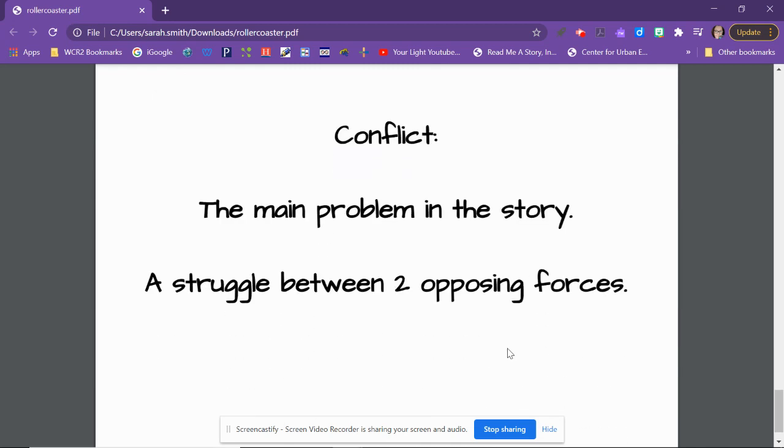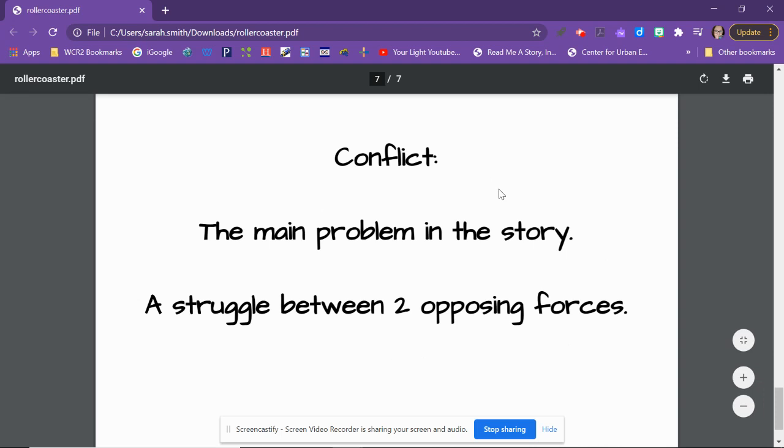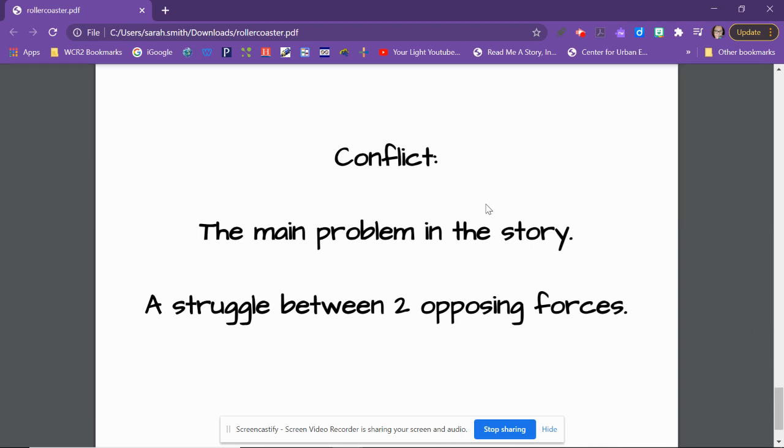And then the last thing, I don't know why we always put this at the end, but it goes more with the middle, I would say, or within the climax generally. But the conflict is the main problem in the story. It's a struggle between two opposing forces, and usually this means two people. But sometimes stories are about made-up animals or made-up other characters in the story. But basically, it's usually the problem between two opposing forces.